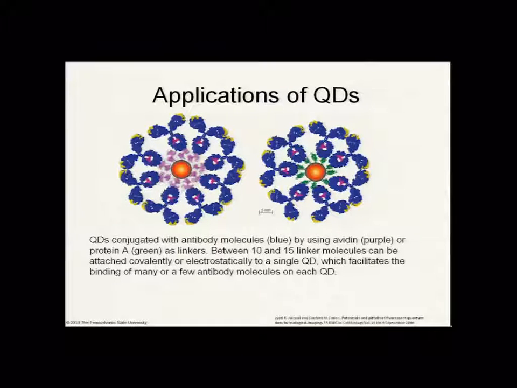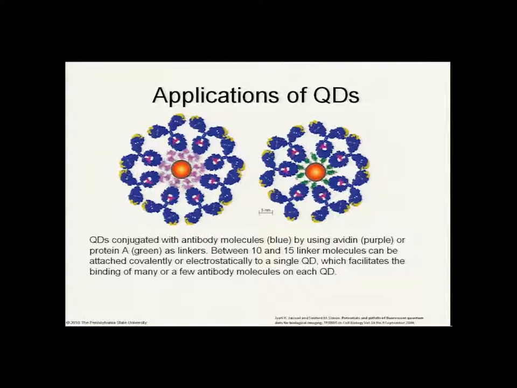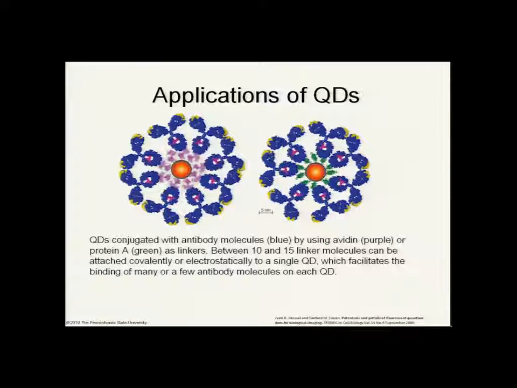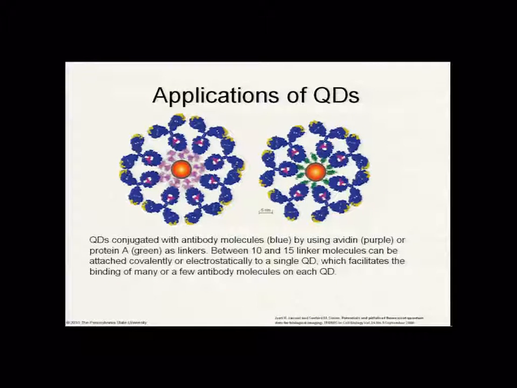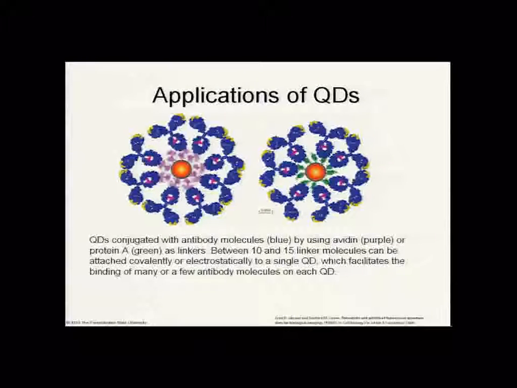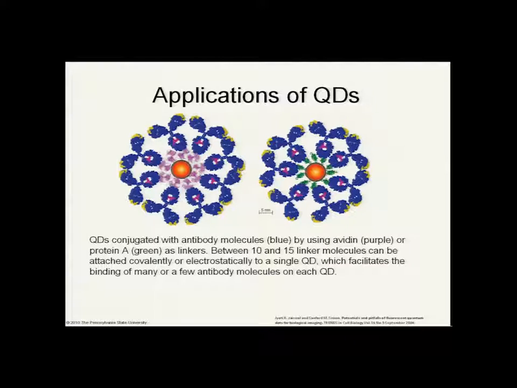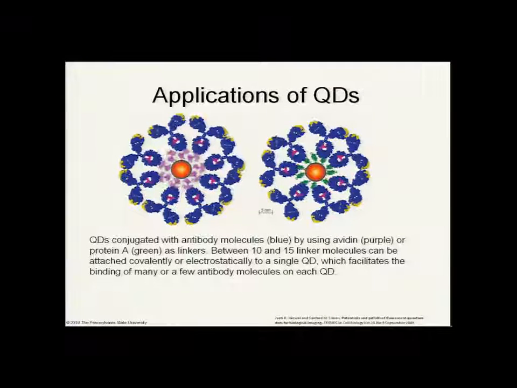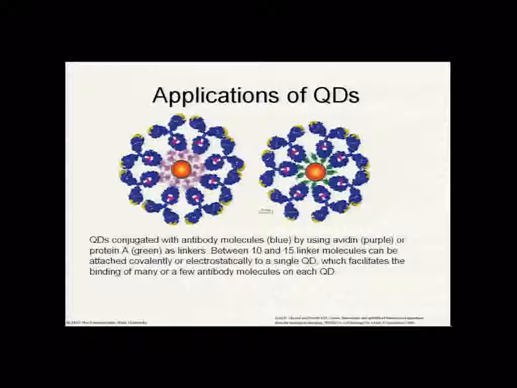Here's a picture showing quantum dots conjugated with antibody molecules, which are blue, by using avidin, shown as purple, or protein A, shown in green, as linkers. Between 10 and 15 linker molecules can be attached covalently or electrostatically to a single quantum dot. This facilitates the binding of many or a few antibody molecules on each quantum dot.